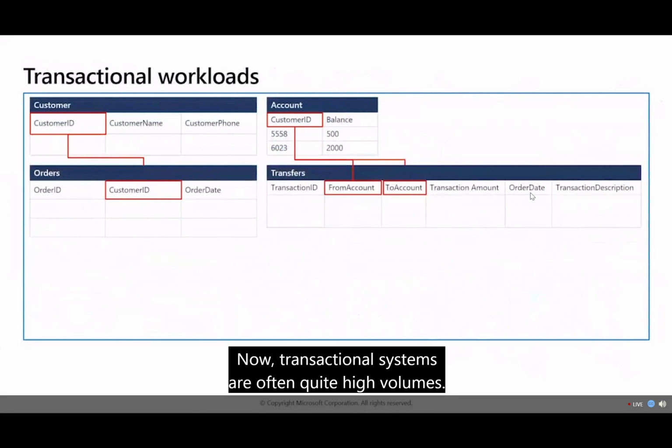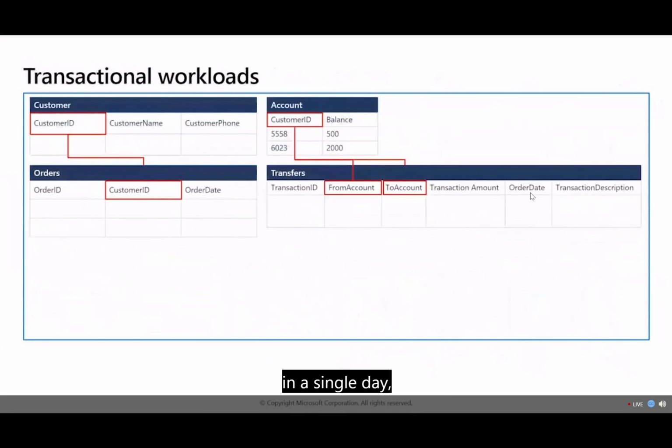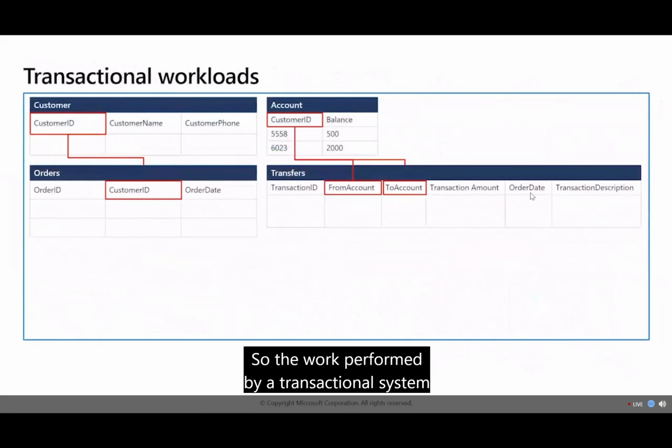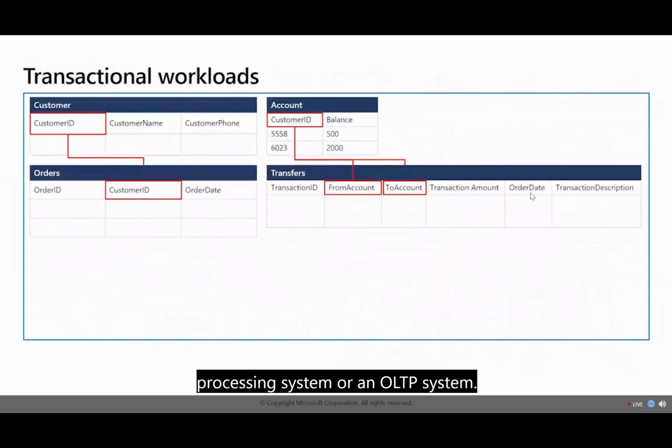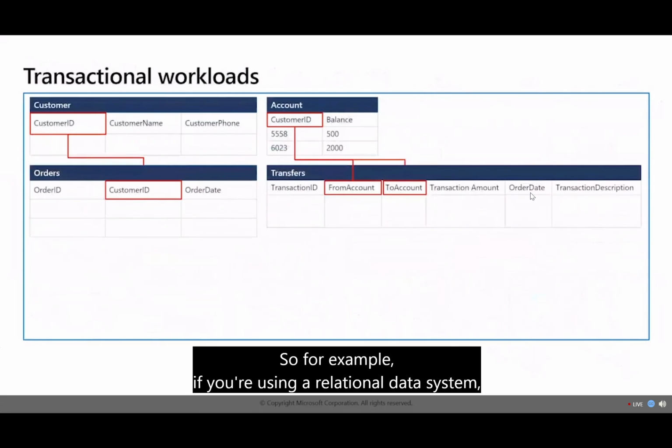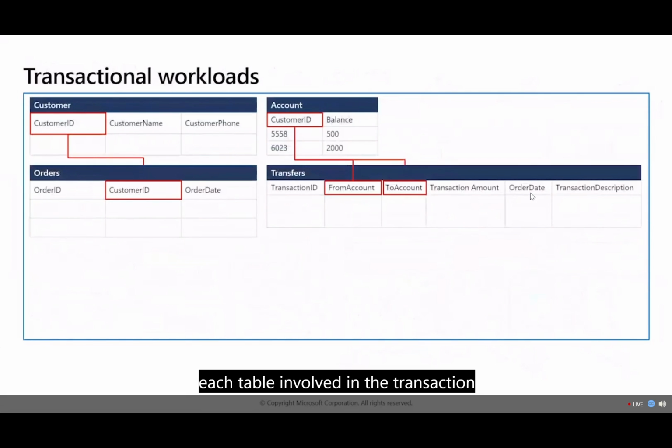Now, transactional systems are often quite high volume. Sometimes they can handle millions of transactions in a single day. And so the data being processed needs to be accessible very, very quickly. The work performed by a transactional system is often referred to as an online transactional processing system, or an OLTP system. To support this fast processing, the data in a transactional system is often divided into pieces. For example, if you're using a relational data system, each table involved in the transaction contains the columns necessary to perform that transactional task.